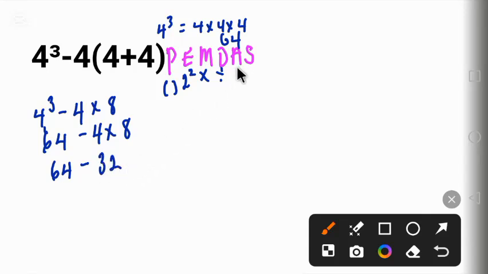And then the last one here is addition and subtraction. We work from left to right. Looking at it from left, we have subtraction here. 64 minus 32 will give us 32. This is the correct answer.